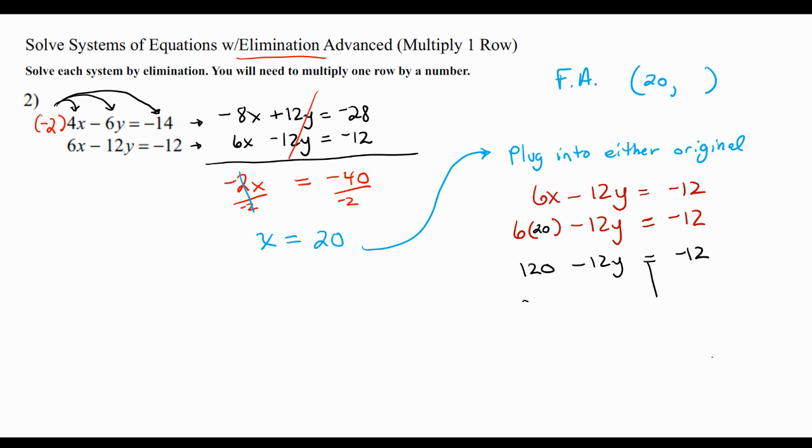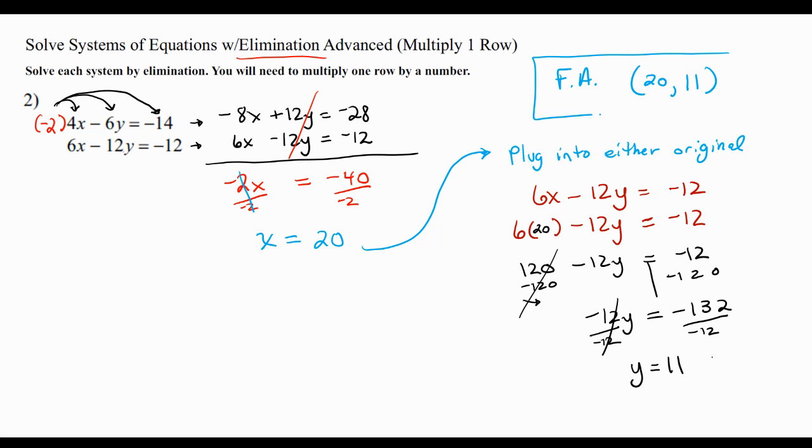And in order to solve that, we have to move over the 120. So I'm going to subtract that. 120 minus 120 cancels. Bring down -12y. That's -132. And that should divide out. That's 11. Divide by -12, divide by -12. So y is equal to 11. So we got the rest of our final answer. There we go.